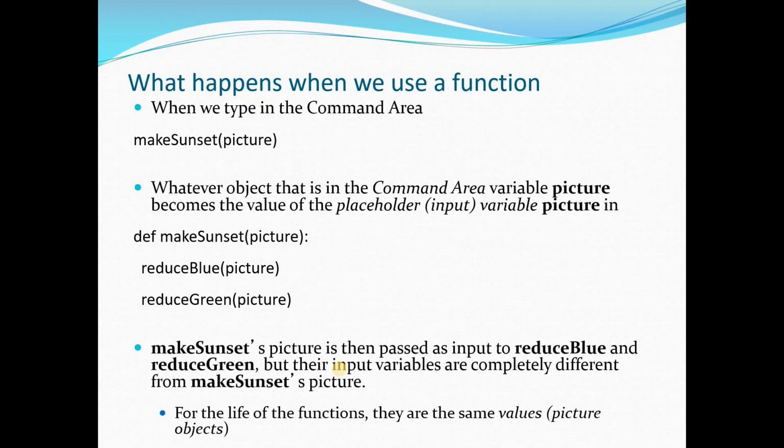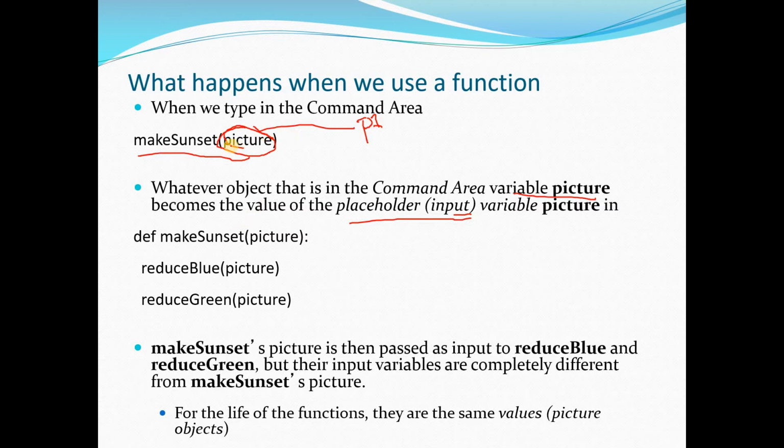So when you want to use a function, when you type, for example, in the command area make sunset picture, whatever object is in the command area variable picture, whatever object you provide over here, becomes the value of the placeholder inside there. So for example, you call the function with the picture object, you created this variable. This can be picture, or you can give it a name yourself, P1. Okay. So what happens when you call the function?